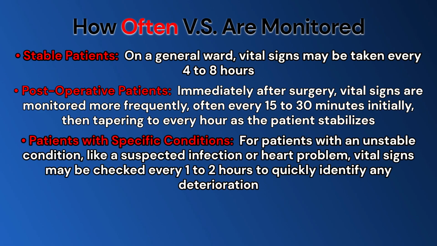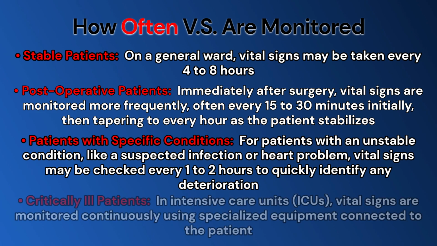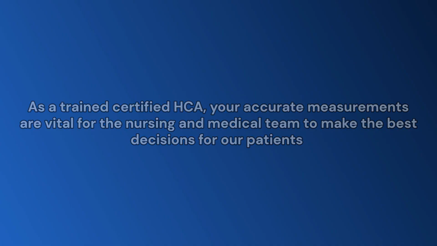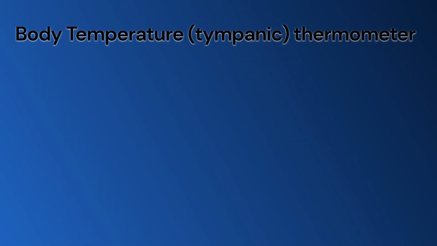Patients with specific conditions. For patients with an unstable condition, like a suspected infection or heart problem, vital signs may be checked every 1 to 2 hours to quickly identify any deterioration. Critically ill patients. In intensive care units, ICUs, vital signs are monitored continuously using specialized equipment connected to the patient. As a trained certified HCA, your accurate measurements are vital for the nursing and medical team to make the best decisions for our patients. So let's start with body temperature using the tympanic thermometer.